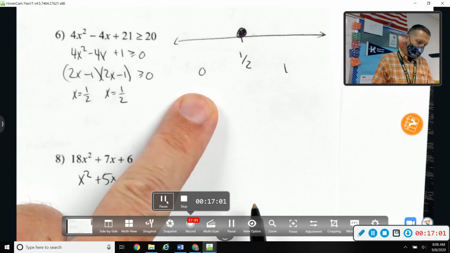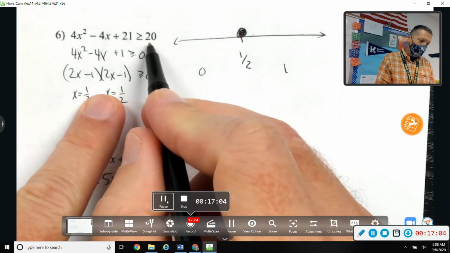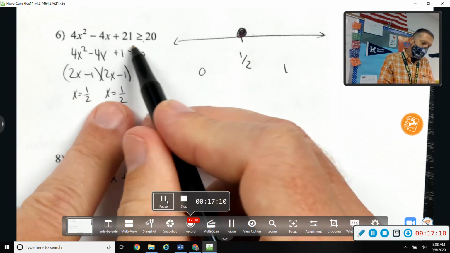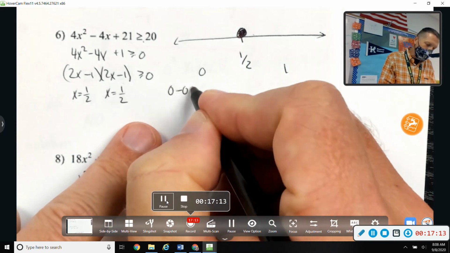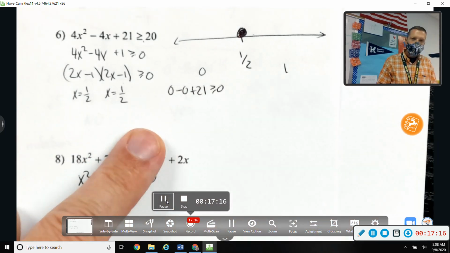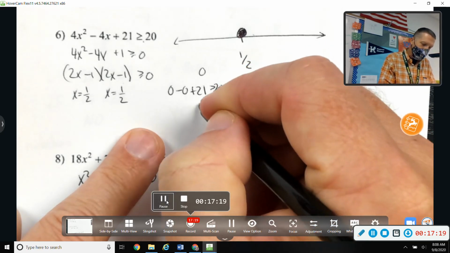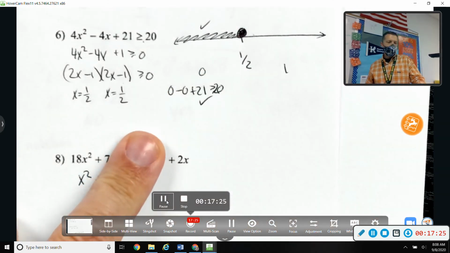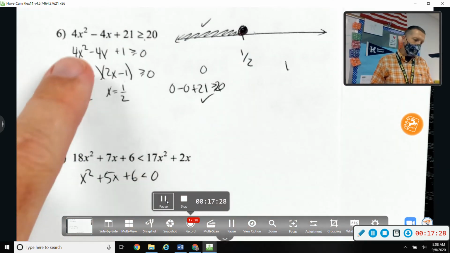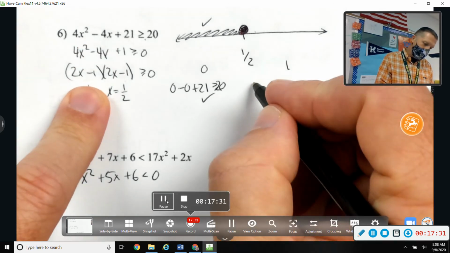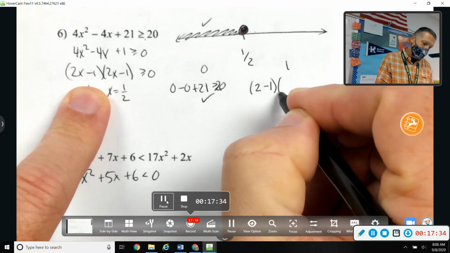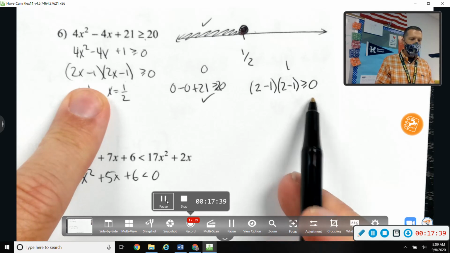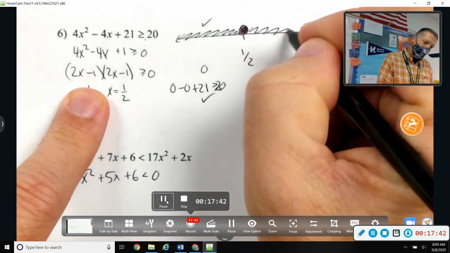So let's check 0. And again, you can check it into the original or you can check it into the factored form. 0 is always easiest to check into the original because you're going to get 0 minus 0 plus 21 is greater than 20. Well, yes, 21 is greater than 20. That's true. And then if we check 1, 1's pretty easy. Again, you can check it in the original or you could check it in the factored. I'll check it in the factored just to mix things up. 1 times 1 is greater than 0. Yes, yes it is. So I shade on that side as well.